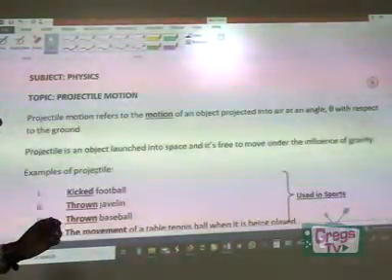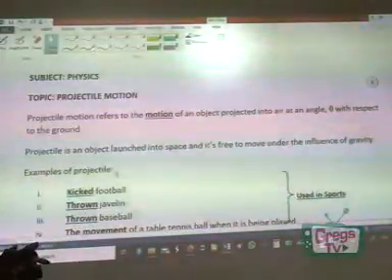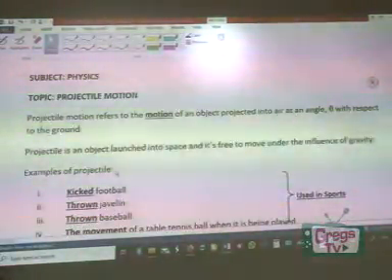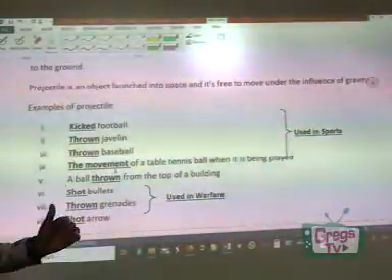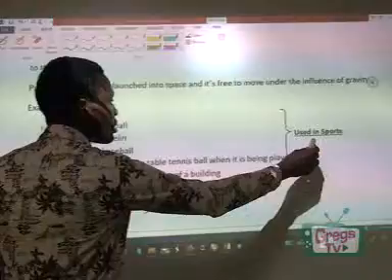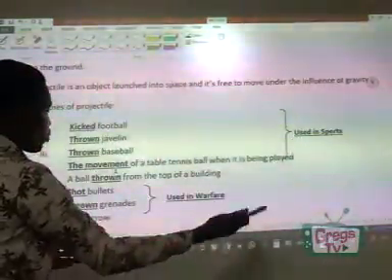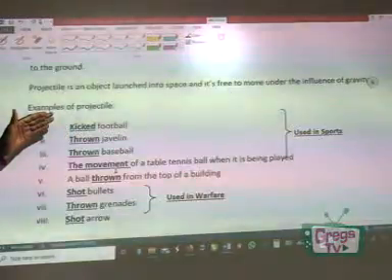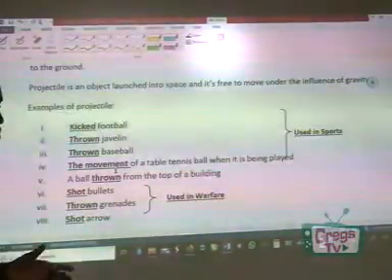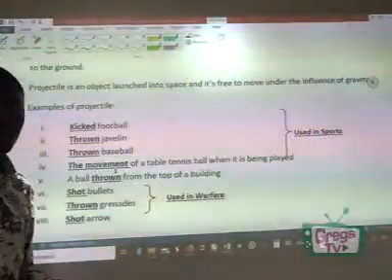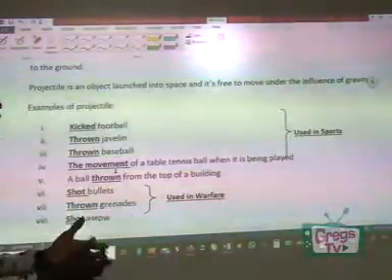And there is another aspect of this topic that usually comes out a lot, and that is examples of projectiles. In dealing with examples of projectiles, I've tried to categorize them under the ones used in sport and the ones used in warfare. So now you will see that we have kicked football, thrown javelin, thrown baseball, the movement of a table tennis ball when it is being played.